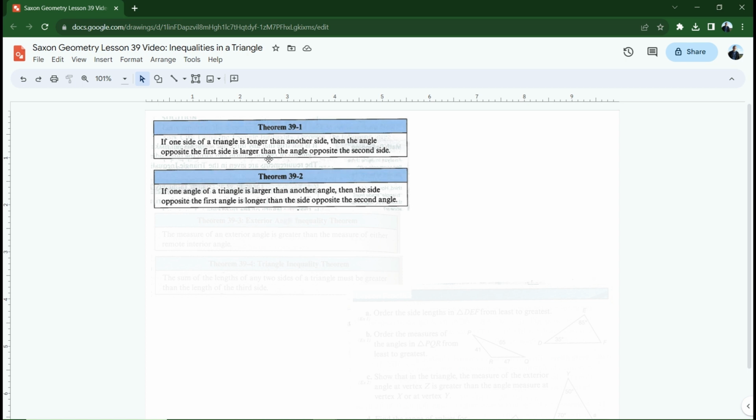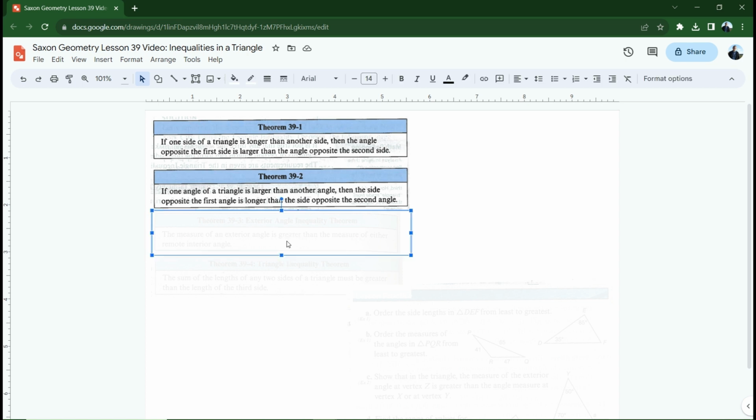And if theorem 39.1 is a true theorem, then its converse is also true. If the angle opposite the first side of a triangle is larger than the angle opposite the second side, then the first side is longer than the second side. Now, I stated that as a converse. Notice that theorem 39.2 is stated much, much more simply as its own theorem instead of as a converse. But it kind of is a converse.